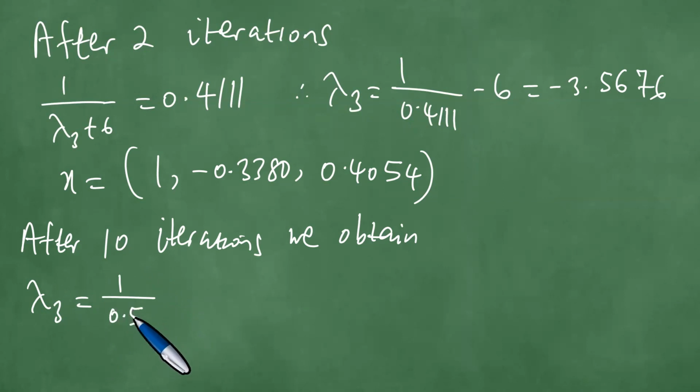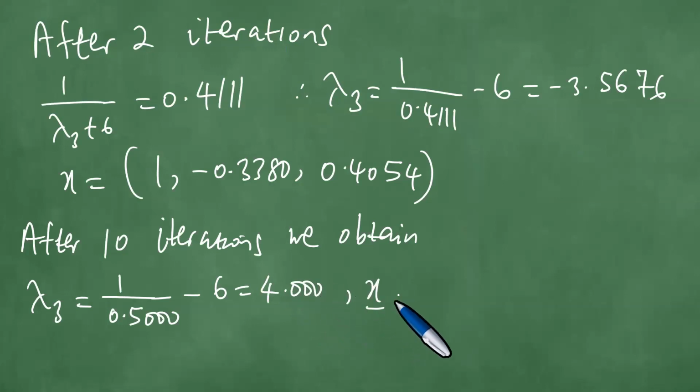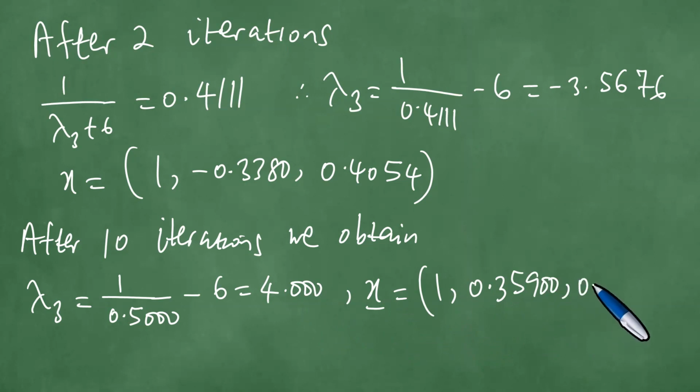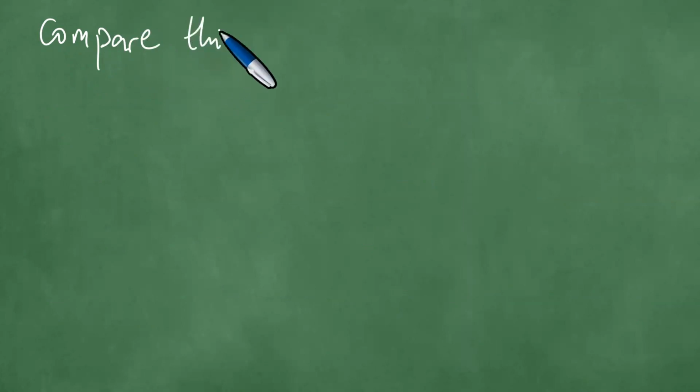which is 1 divided by 0.5123 minus 6, 4.123. Right, after 10 iterations, we get this, like we did the 2 iterations, and we proceed to compare this with the result.